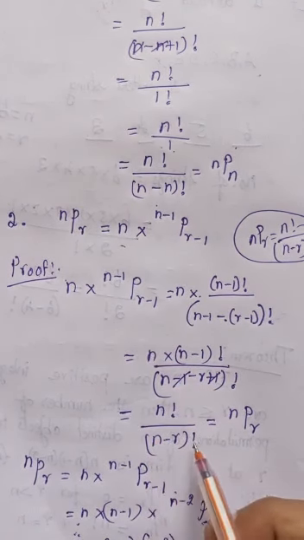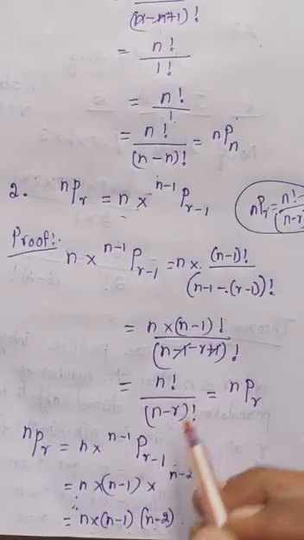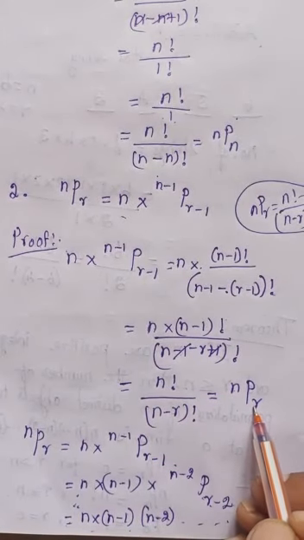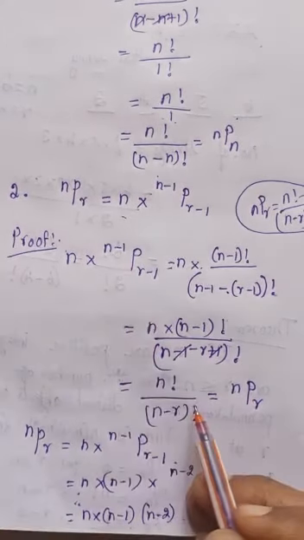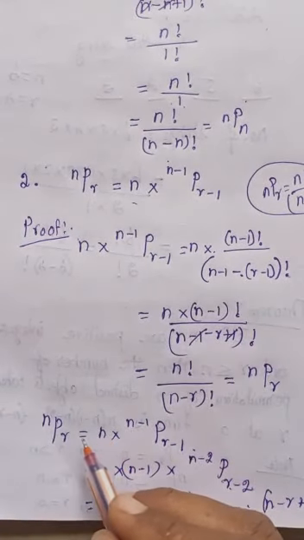Divided by n minus r factorial. What is this? This is the direct formula of nPr. This is what they have asked us to prove. So we have got it.